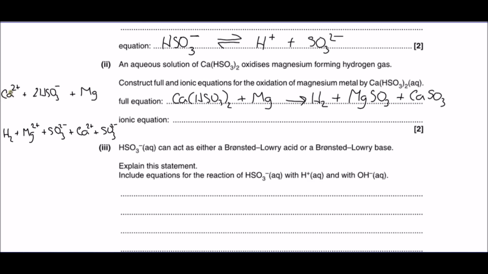So on the left I've got Ca2+, and on the right I've got Ca2+, that can disappear. And then there's nothing else, so on the reactant side I'm left with these two things, so let's put that in there: 2HSO3-. The magnesium stays as it is because that was a solid. And on the right we've got H2 and Mg2+, and 2 lots of SO3 2-, and that's our ionic equation.